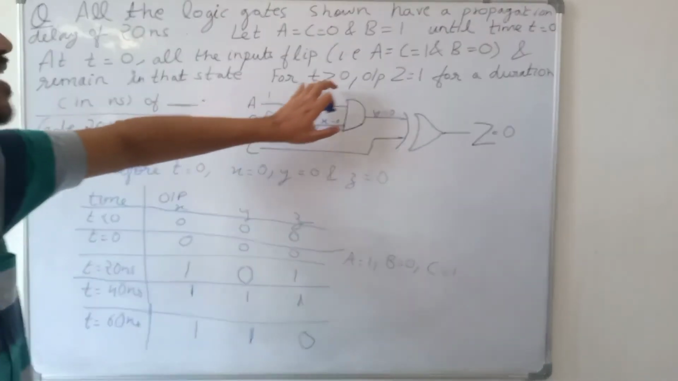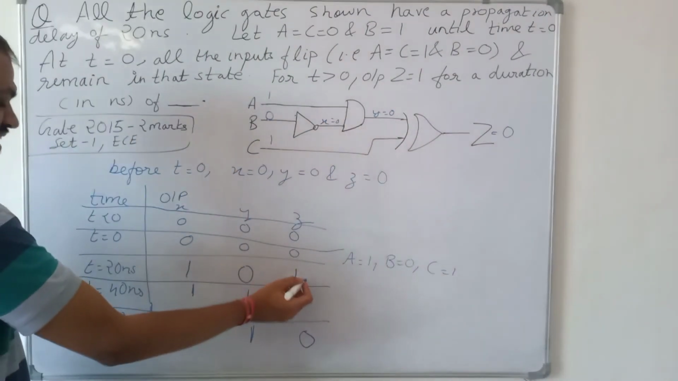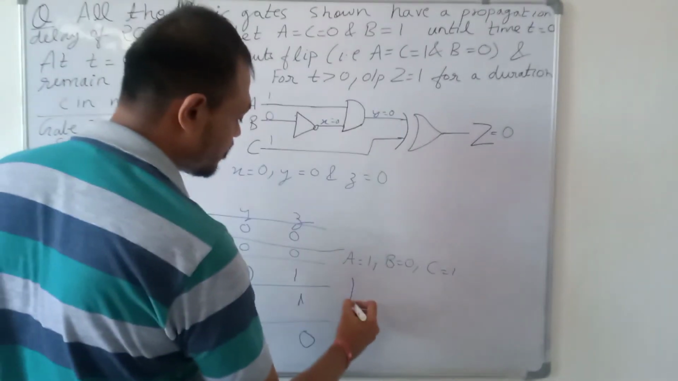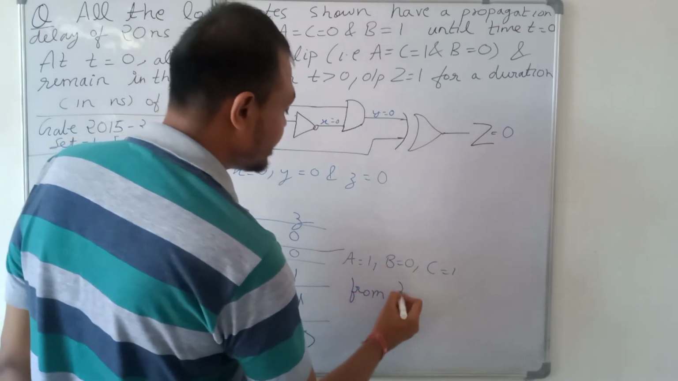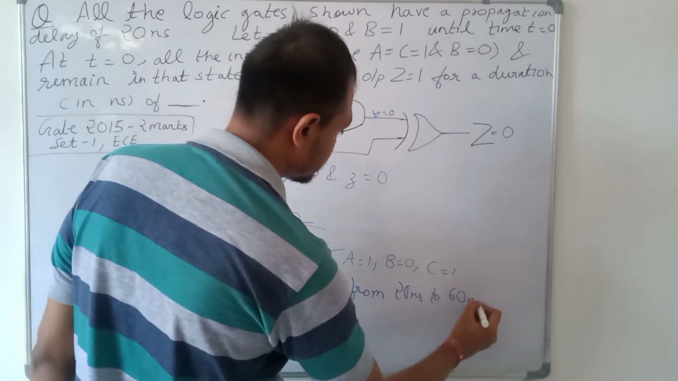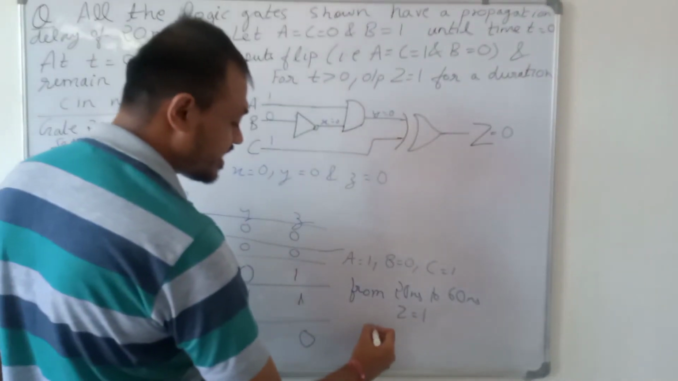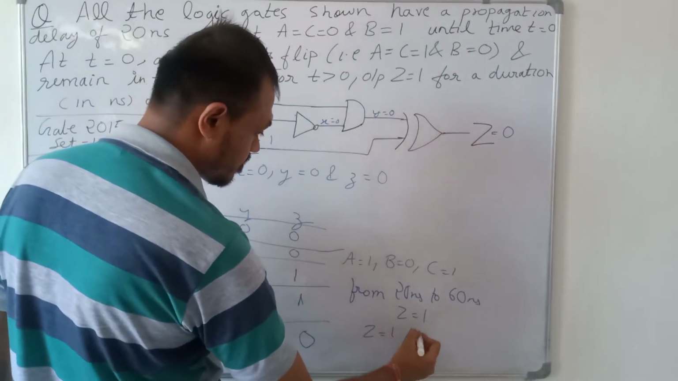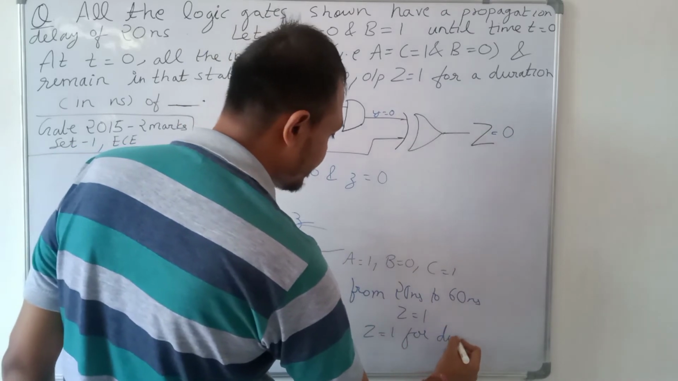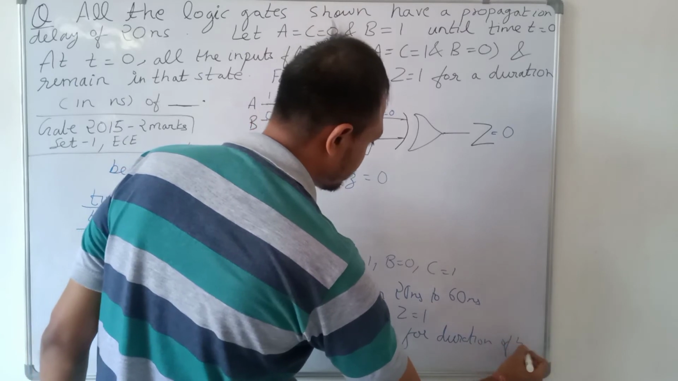So we have to find for t greater than 0, output z is equal to 1 for how much duration. So output z will be equal to 1 for the duration from 20 nanoseconds to 60 nanoseconds. From 20 nanoseconds to 60 nanoseconds, z was 1. So z will remain 1 for a duration of 40 nanoseconds. So the correct answer is 40 nanoseconds.